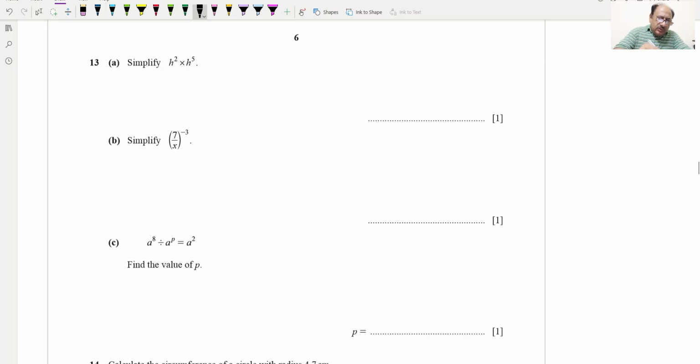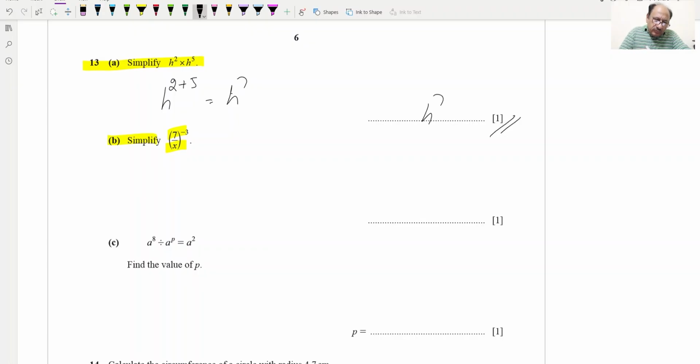Now question number 13, A part, simplify this. So when bases are being multiplied, their powers will be added, so this will be equal to h raised to the power 7, and this is 1 mark question. B part, simplify this.